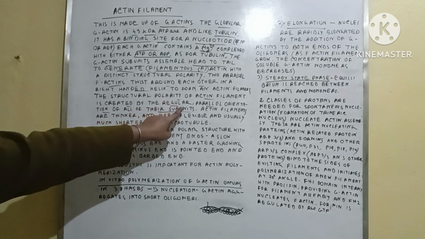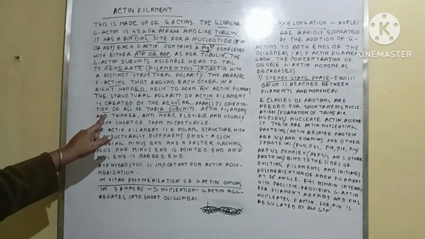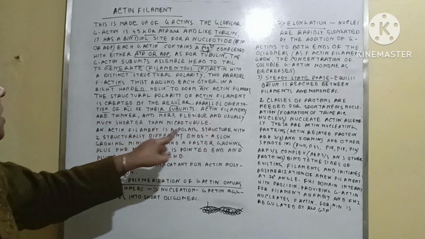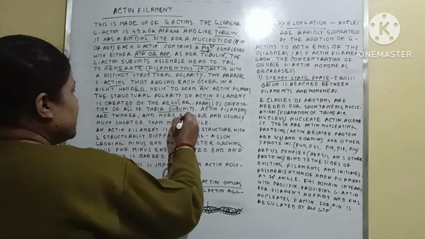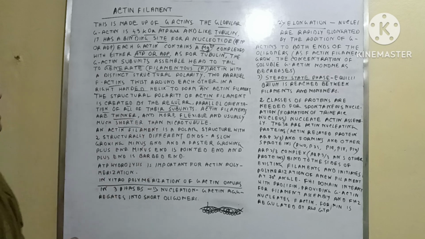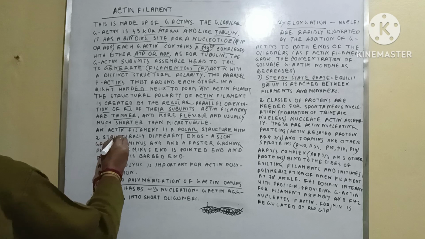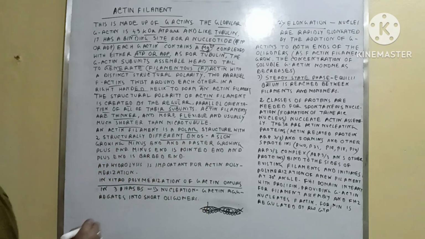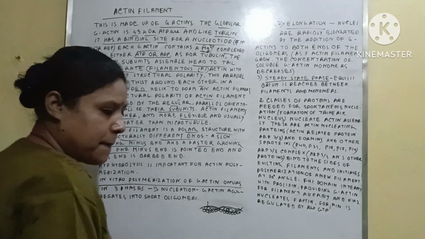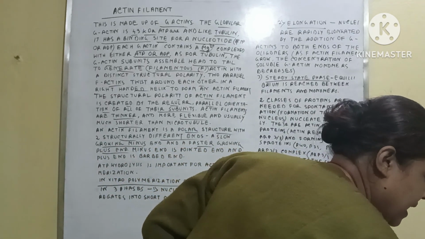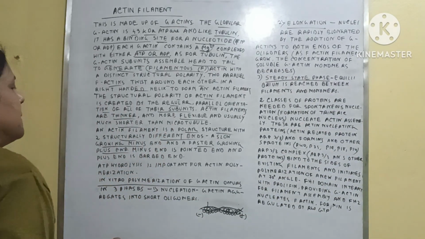So regular parallel orientation of all their subunits, and the actin filaments are thinner and more flexible, usually much shorter than the microtubule. That means these are very flexible, shorter and thinner. And actin filament is a polar structure with two structurally different ends: a slow growing minus end and a faster growing plus end. This is the minus end and this is the plus end.